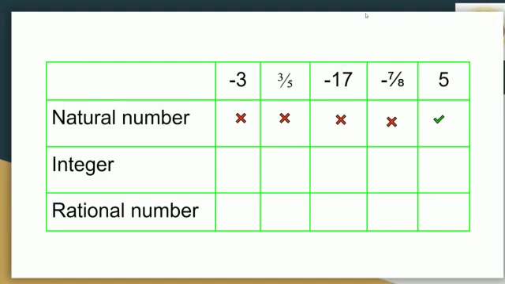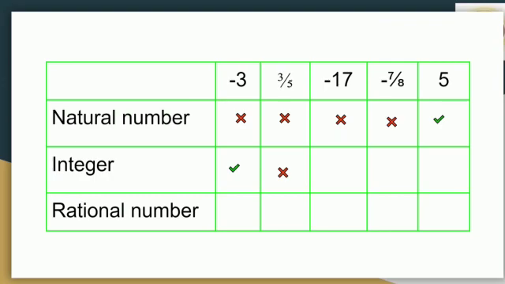In the next row, minus 3, is it an integer? Yes, so we put a tick mark. 3 upon 5, is it an integer? No, so we put a cross mark. In this way, you will complete this row. If it is an integer, you put a tick mark. If it is not an integer, you put a cross mark.